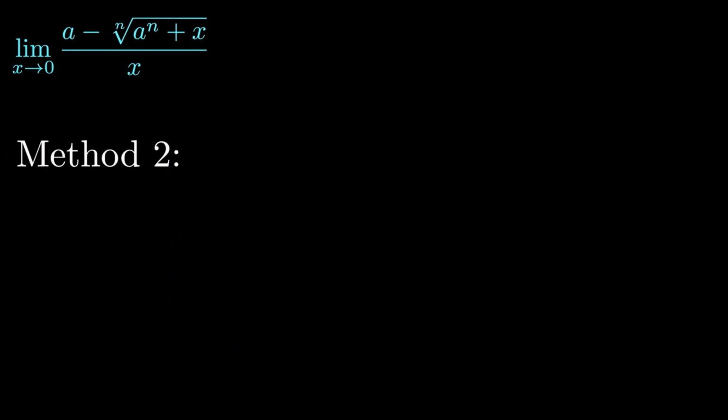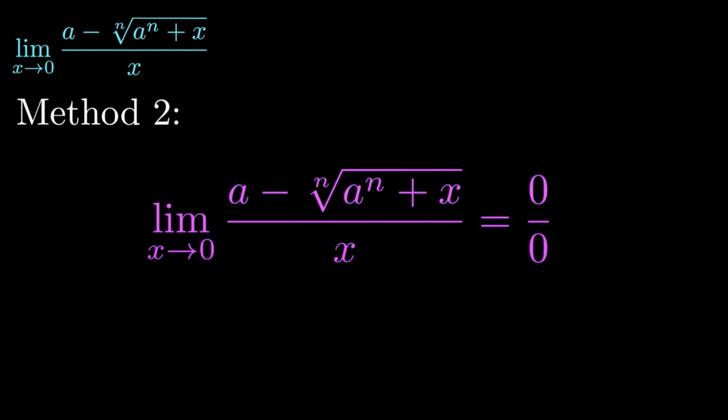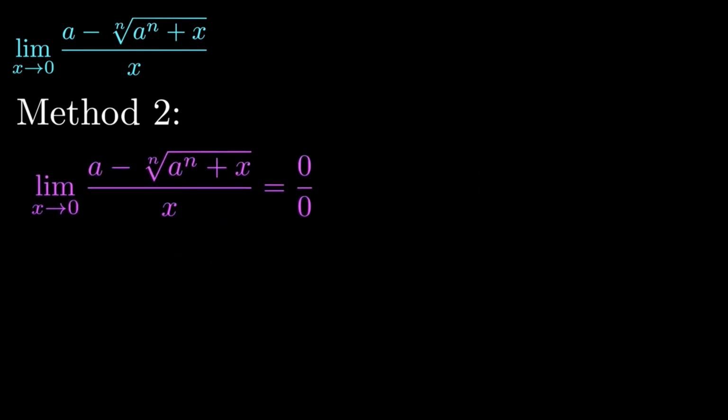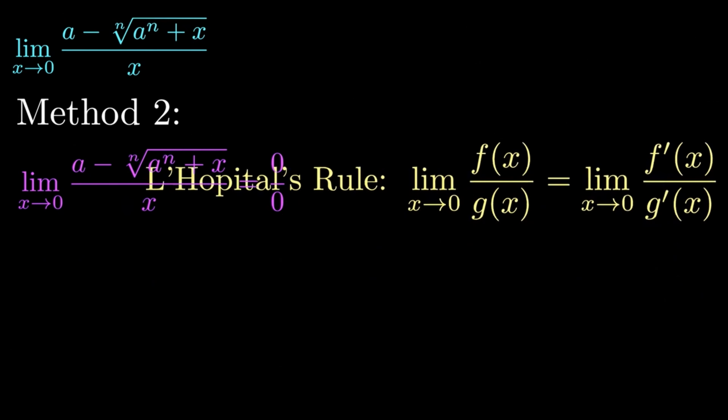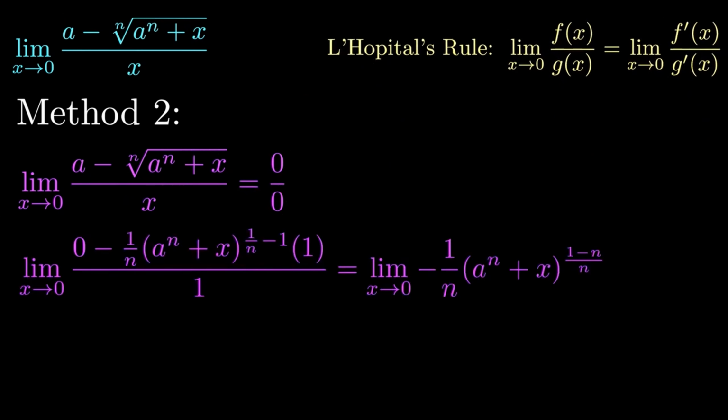Now on to method 2. If we let x tend to 0 in the numerator and the denominator, we have a limit of indeterminate form 0 over 0, and we can use L'Hopital's rule, which was stated for our specific problem, to solve this limit. Now to take the derivative of the numerator, we have to use the chain rule and the power rule, so we have 0 minus 1 divided by n multiplied by a raised to n plus x, all raised to 1 divided by n minus 1 multiplied by 1 divided by the derivative of the denominator, which is just 1.